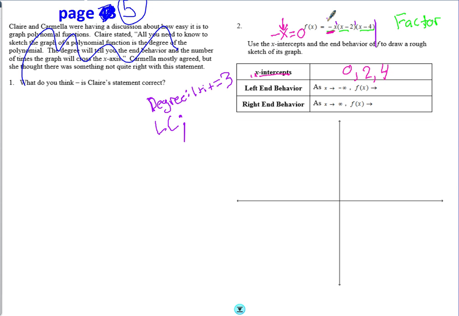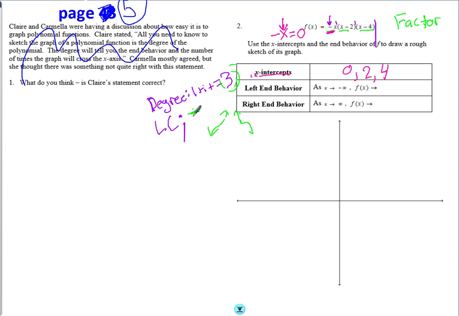As for my leading coefficient, well, is that first number, that first thing in front of the x, a positive number or a negative number? That's really all I care about. And in this case, I have a negative number. So my leading coefficient is negative. So here's what that tells me. Since my degree is 3, I know that my graph is a disco. It's got that disco shape to it.